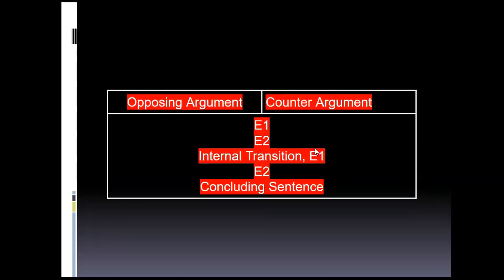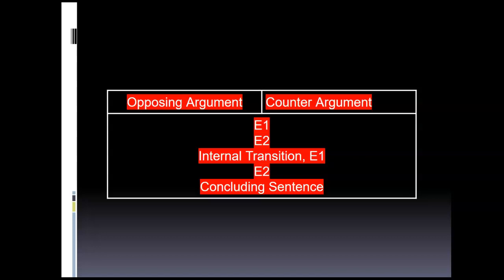If our counter argument were a shape, this is what it would look like. We've got a rectangle going on. The counter argument always starts with the opposing argument, so you begin by introducing the other side, but then you have to give a counter argument, so that is where you prove the other side wrong. The rest of the paragraph follows exactly what we know about body paragraphs.